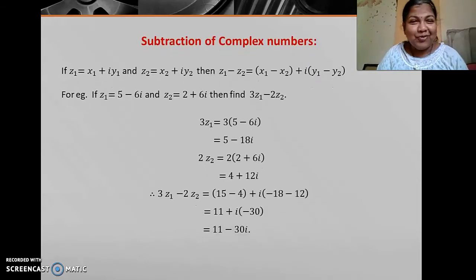Now let's see how to subtract two complex numbers.